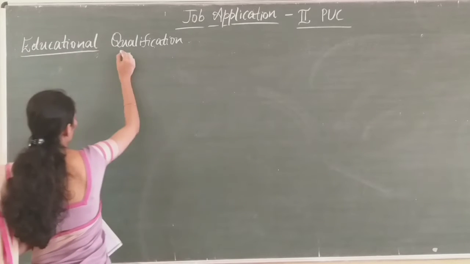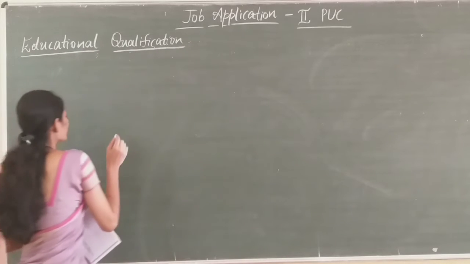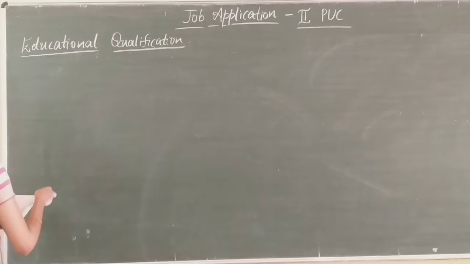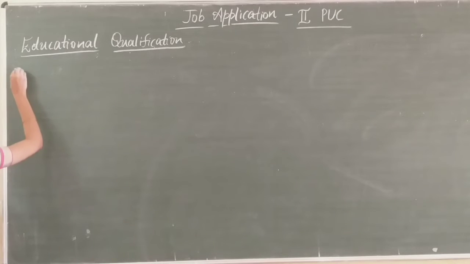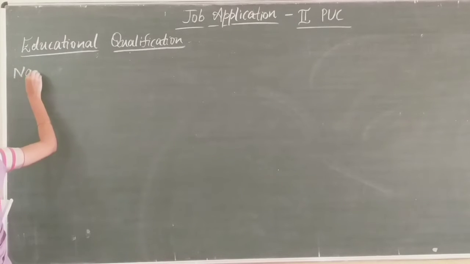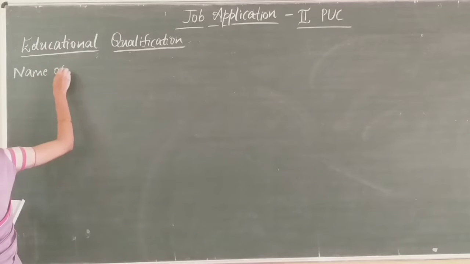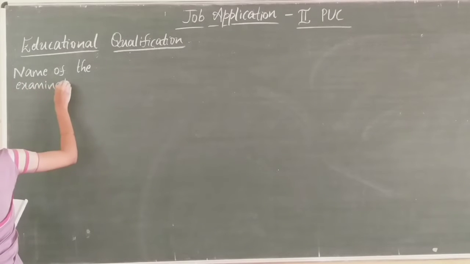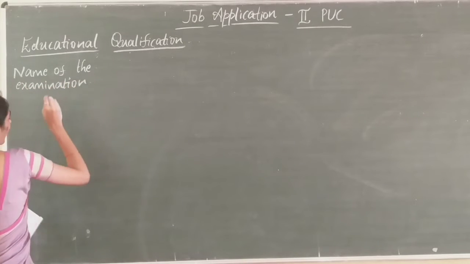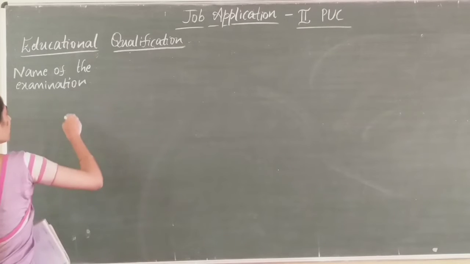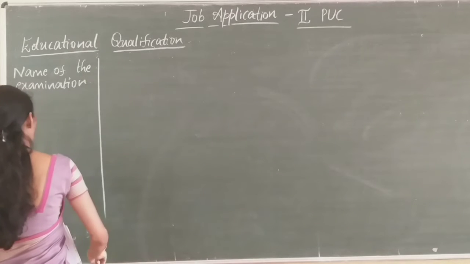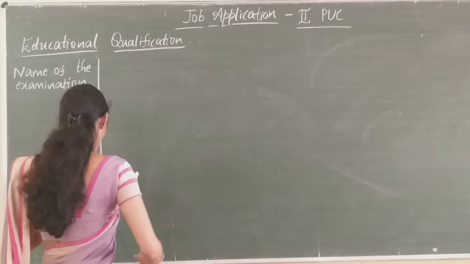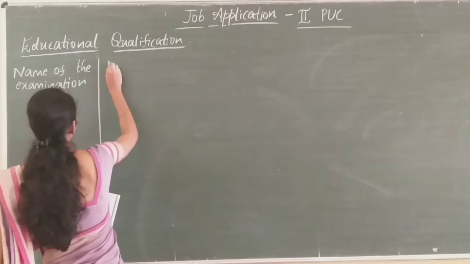Educational qualification. Now you have to make boxes here. So, five. First one is name of the examination. I hope you are also writing along with me in your book. Name of the examination, and then board or university.